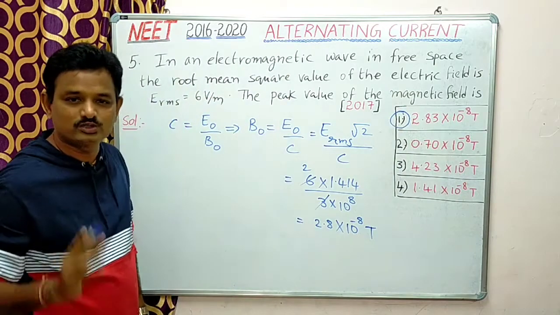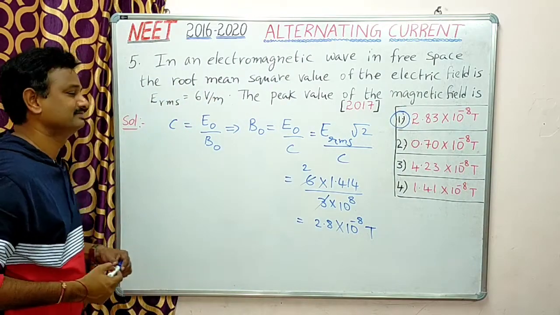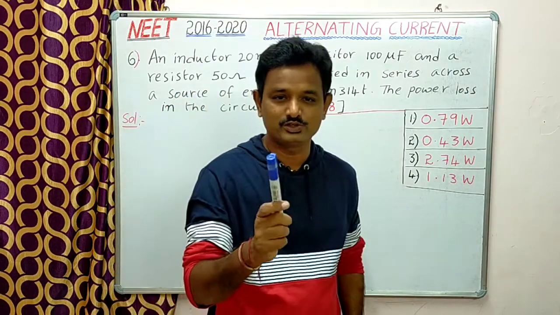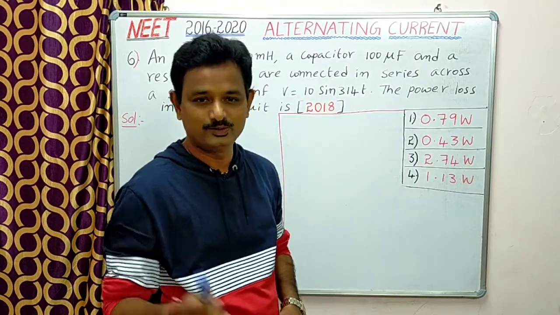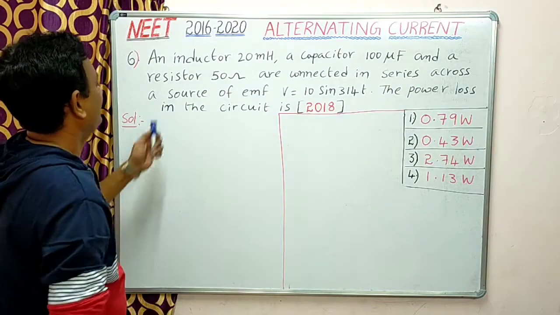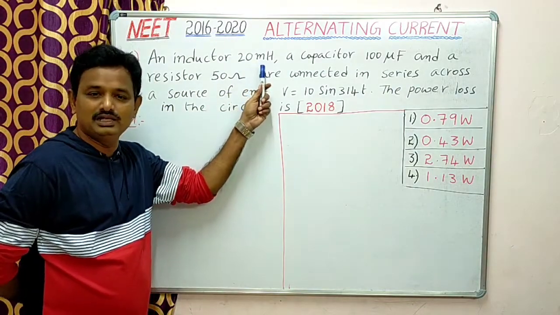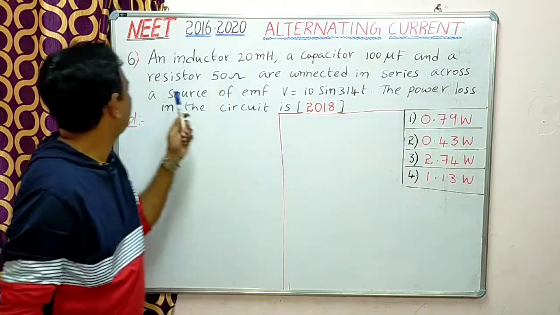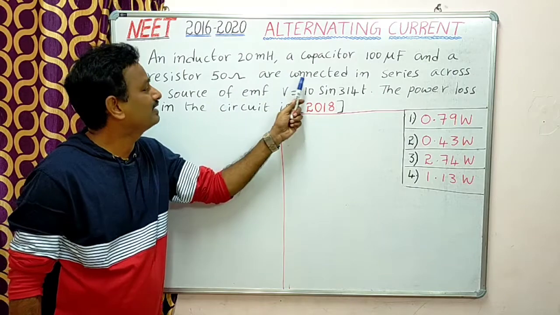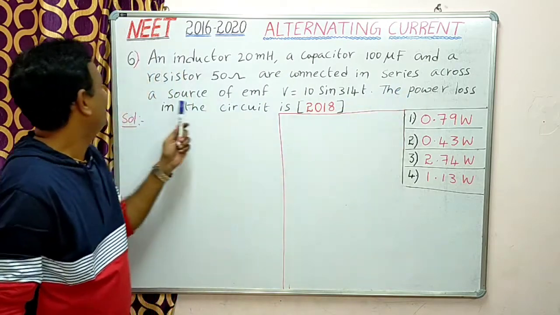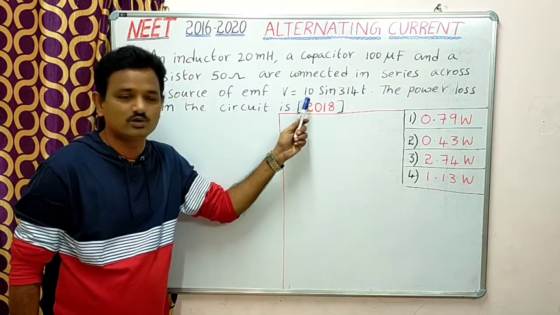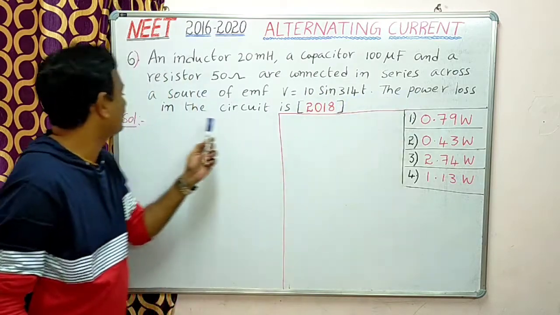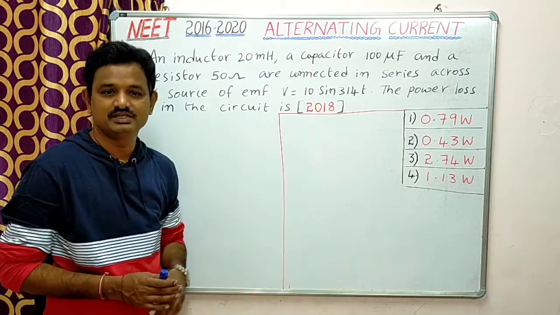Next we will go for 2018. In 2018 we got one MCQ in alternating current. Look at here. An inductor 20 millihenry, a capacitor 100 microfarad and a resistor 50 ohm are connected in series across a source of EMF V equal to 10 sin 314t. The power loss in the circuit is?